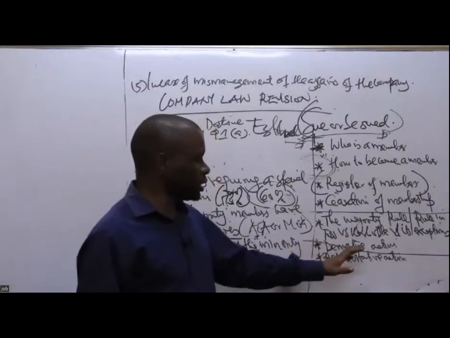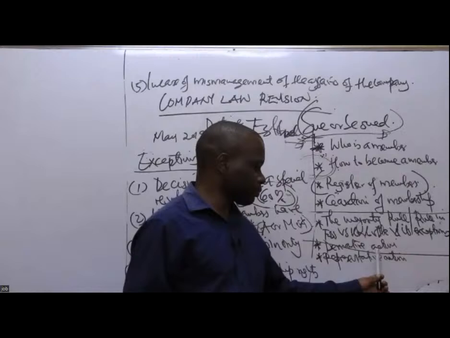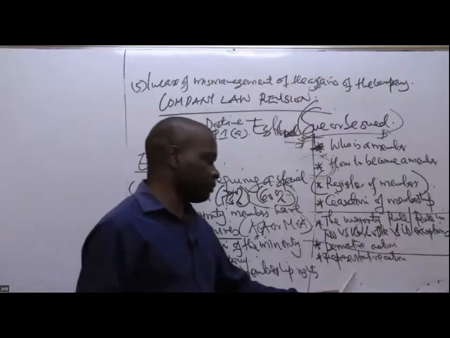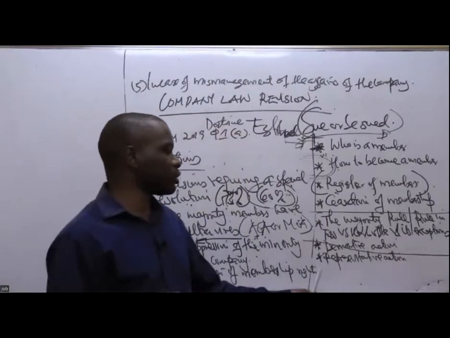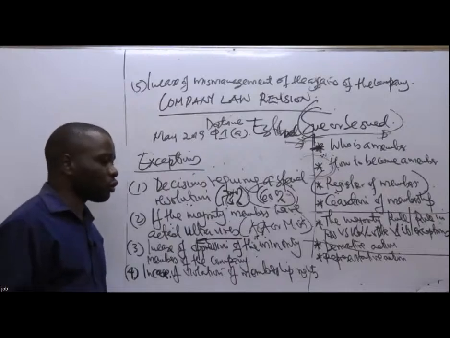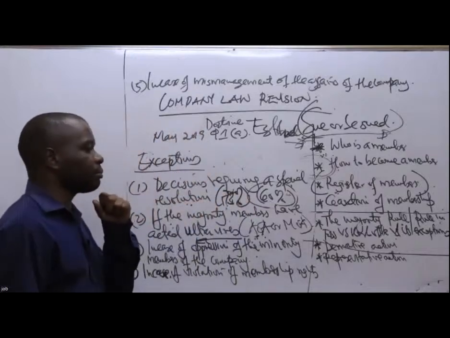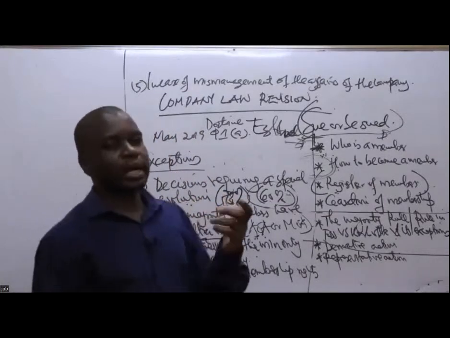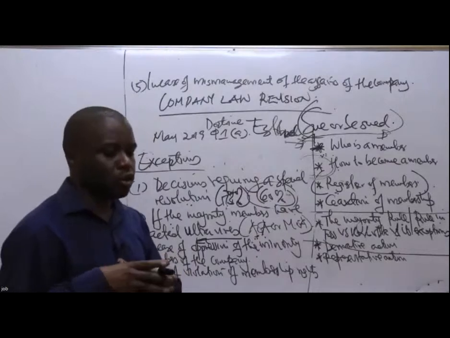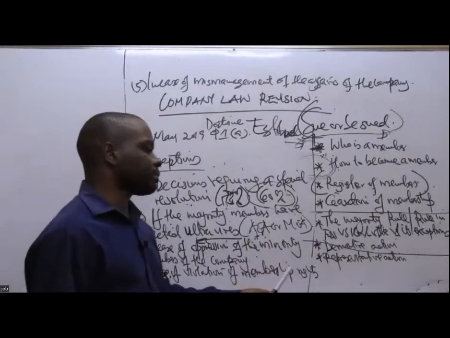So there is this one, derivative action and representative action. If you check your notes very well, I've already explained what an action is: when you bring a case before a court of law. So what do you mean by representative action? From the word, to represent. It is where a member of a company brings an action in a court of law on behalf of the other members of the company. The members can appoint one of them to bring the action. They contribute resources to that one member, then he brings the action on behalf of all of them. So he simply represents them. That's what we mean by representative action.